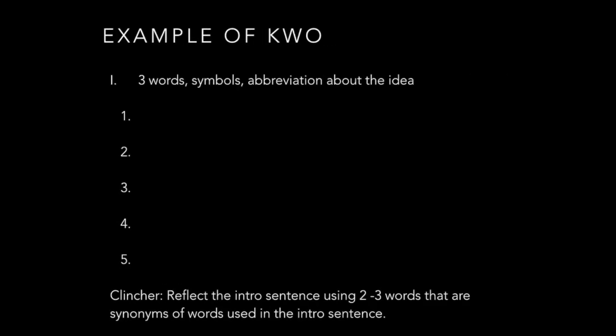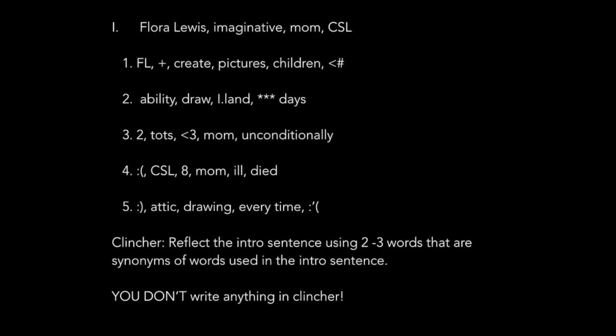It's in essence the same sentence, but in a new way. So here's what it would look like. Roman numeral number 1, 3 words, symbols, or abbreviations about the idea, and then your 1, 2, 3, 4, 5, and then a clincher. Just make sure the clincher doesn't have anything there. You just write the word clincher. So if we were doing a paragraph about Flora Lewis, the mother of our author C.S. Lewis, this is what it could look like. The first time we would write out Flora Lewis, and she was an imaginative mom of the author C.S. Lewis, so I would abbreviate C.S. Lewis. And then from there, we can just take Flora Lewis and abbreviate FL.